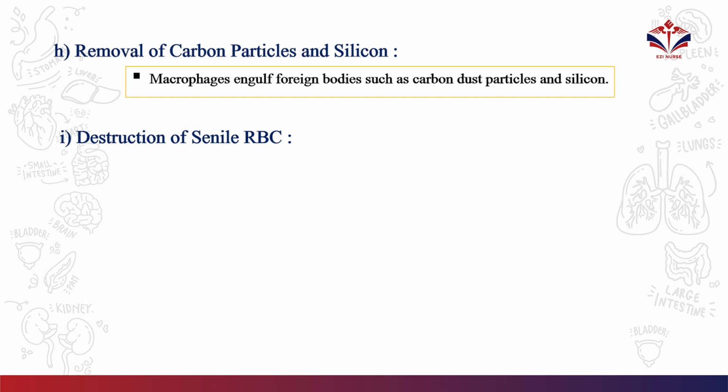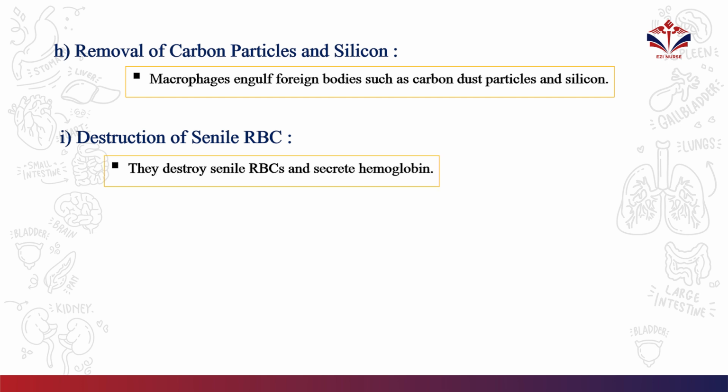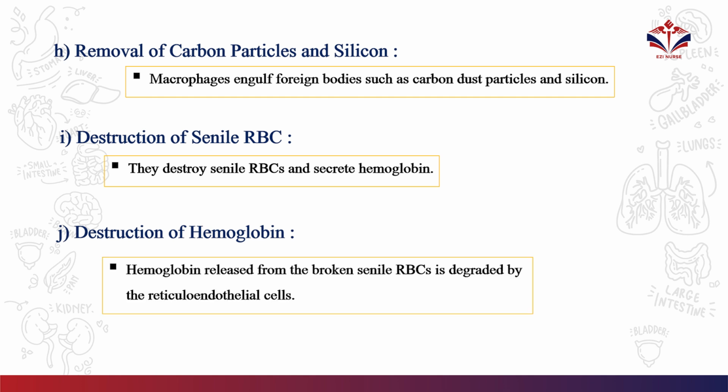Apart from that, the destruction of the senile RBCs. So what is the role of RES, the reticuloendothelial system? They are going to take part, as we know that RBCs have a lifespan of 120 days. After that, what happens? They are going to be destroyed in the spleen. So the reticuloendothelial system is going to take part in that particular destruction of RBCs, and hence releasing the hemoglobin from that. Now finally, we know already that the hemoglobin is also being degraded. So RES takes part in that also, the destruction of the hemoglobin. From the broken senile RBC, you are getting the hemoglobin, and that hemoglobin is also degraded by your RES, the reticuloendothelial system. So that was all.